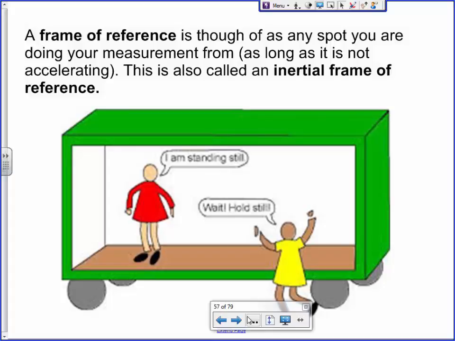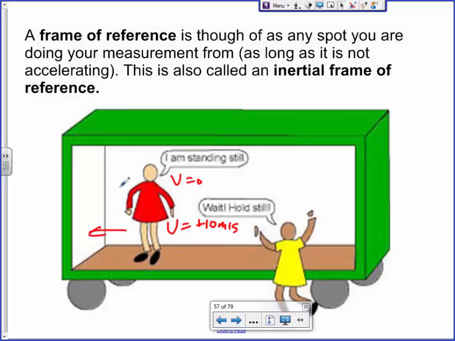It's called reference frames, frames of reference. It depends on your perspective. If you're this person right here, you think your velocity is nothing. But from this person's perspective right here, if the train is traveling this way, your velocity might be 10 meters per second.